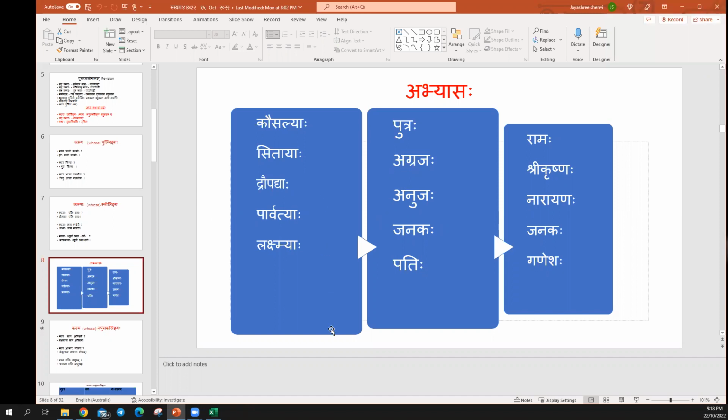Okay, Rajeshwari Mohdai. Draupadyaha. Agrajaha Shri Krishna. Anujaha? No, elder brother, no. Agrajaha, okay. Agrajaha, Krishnaha. Shri Krishnaha. Samyak. Draupadyaha. What is that? Draupadi. Strilinga.